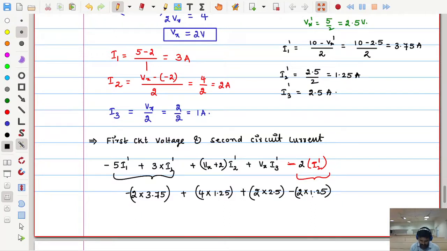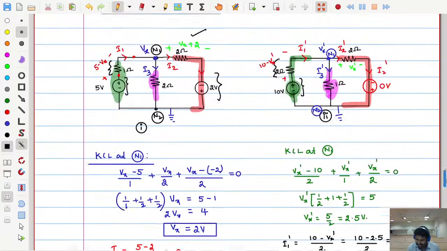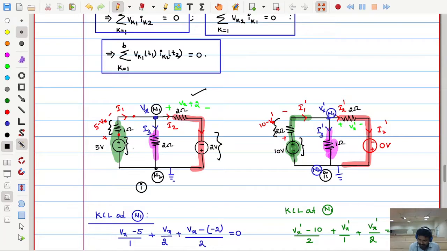How much is this value? Check it carefully. 2 into 3.75 plus 4 into 1.25. 0, sir. 0. Very good. So 2 into 2.5 and minus 2 into 1.25 is equal to 0. See, excellent. What we did is not surprising: one circuit's voltages and the other circuit's currents give us Tellegen's theorem, that the power is 0.